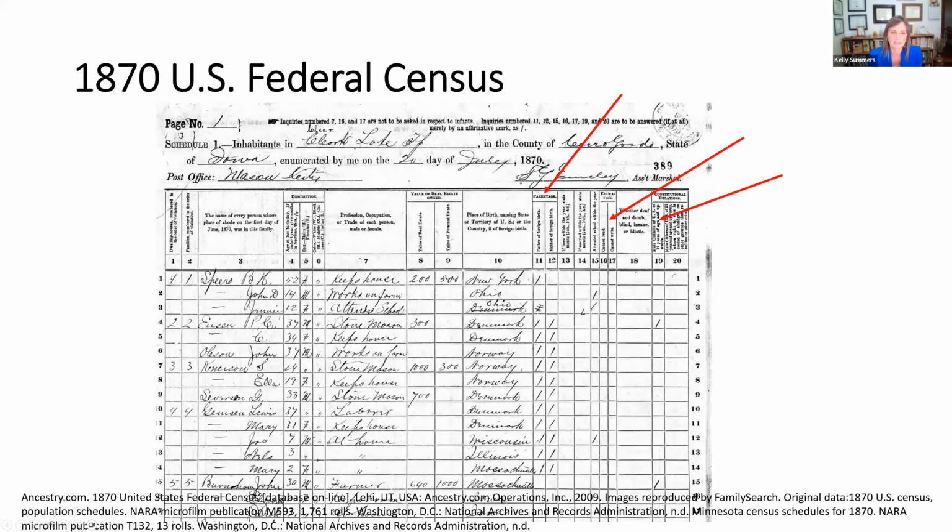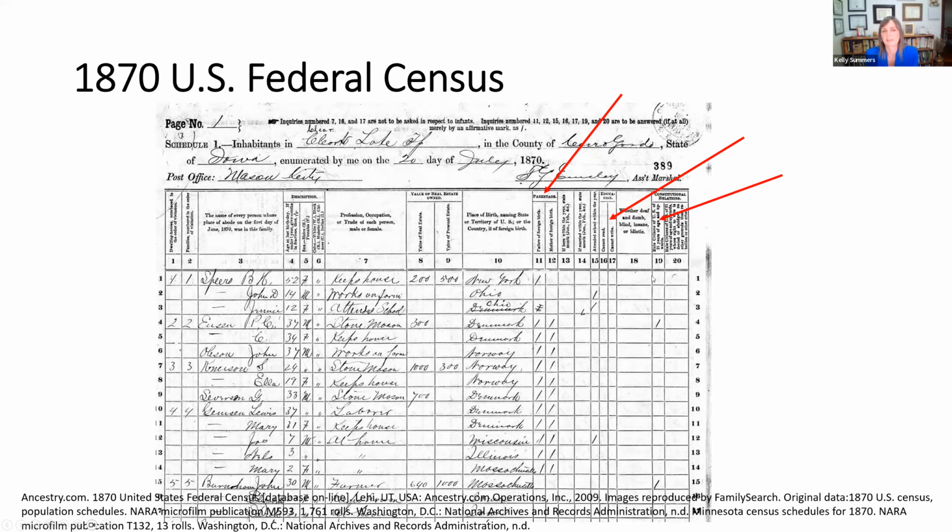Here we have 1870. Again, we see families here. Again, our number of dwelling and household. And here we start at the top. B.H. Spears. And the age is 52. And it looks like a female. She is keeping house. The value of the real estate is 200. Value of personal estate is 500. She was born in New York.